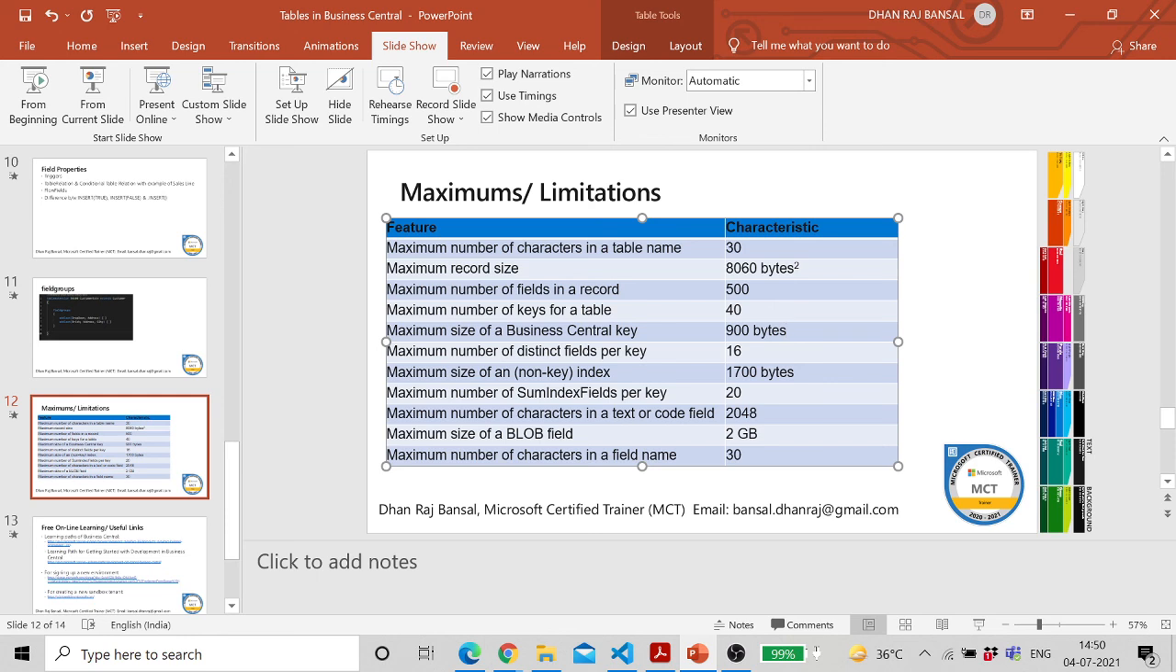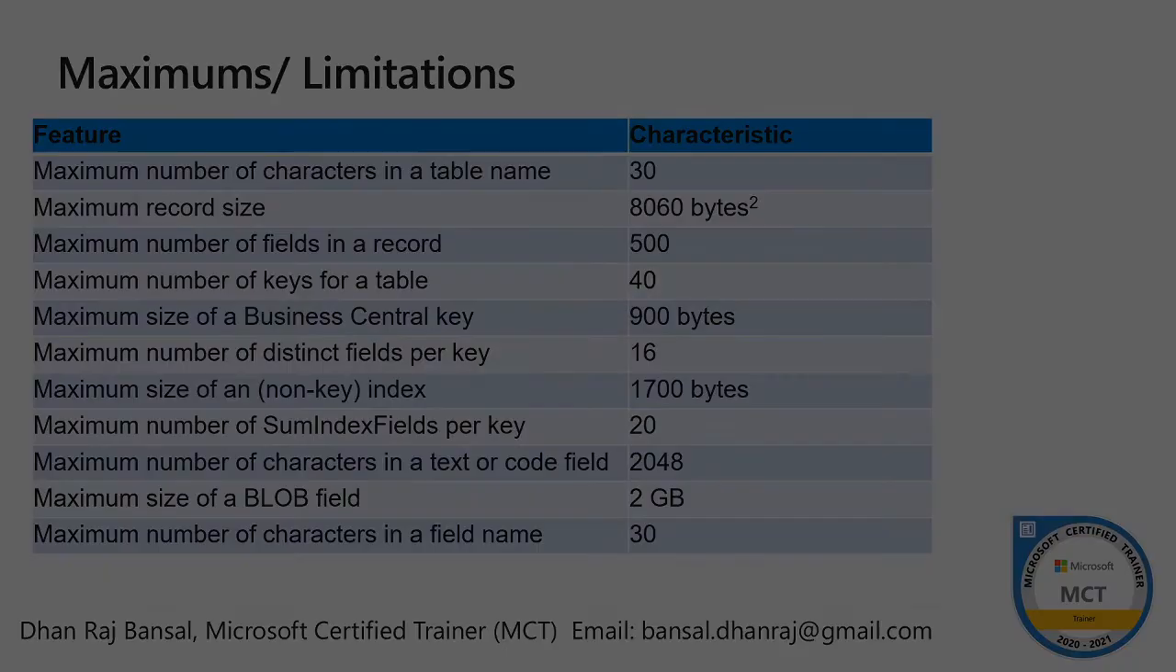Maximum number of sub-index fields per key is 20. Maximum number of characters in text or code field is 2048. Blob size is 2 GB. So that's on the limitation side, the various limitations on the sizes.